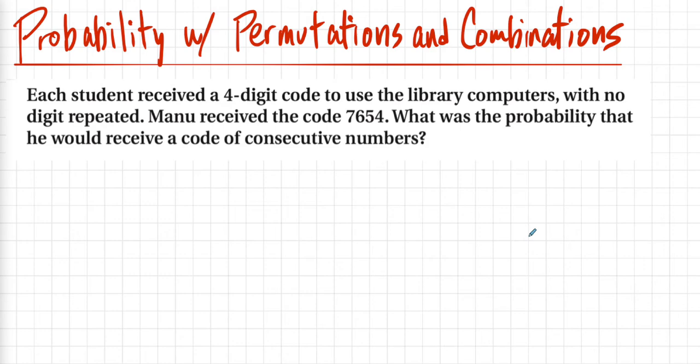Now this includes yesterday's probability with permutations and combinations. Now we're getting into hacking. Probability of trying to break a code.